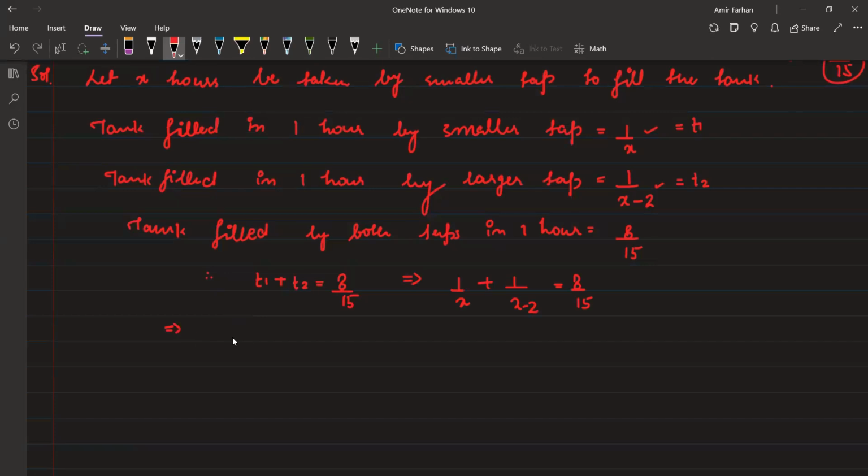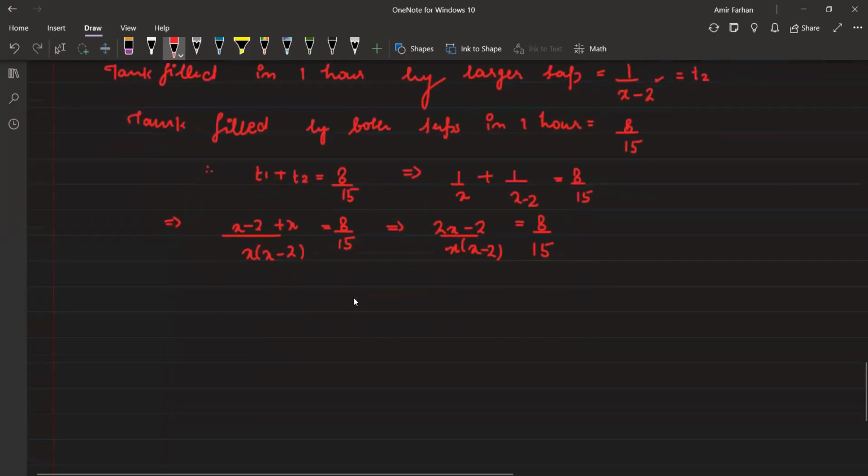So just put the times here. That is 1 by x plus 1 by x minus 2 is equals to 8 by 15. So take the LCM, x into x minus 2. So it is x minus 2 plus x is equals to 8 by 15. So add them up: 2x minus 2 divided by x minus 2 is equals to 8 by 15. Okay, so take 2 common from the numerator. x minus 1 will be equals to 8, oh sorry, 8 by 15.